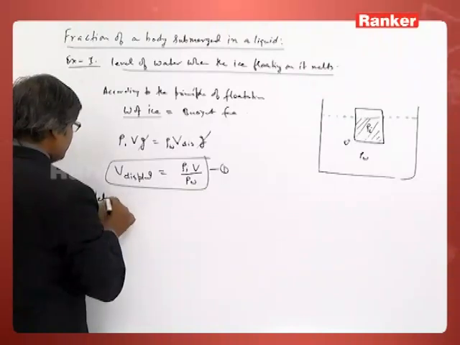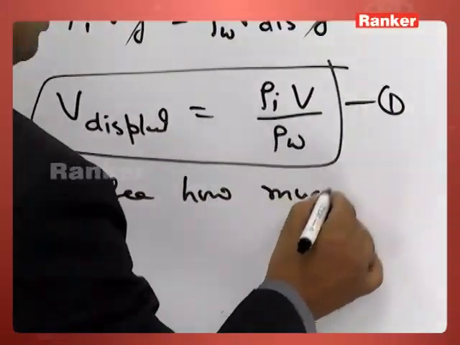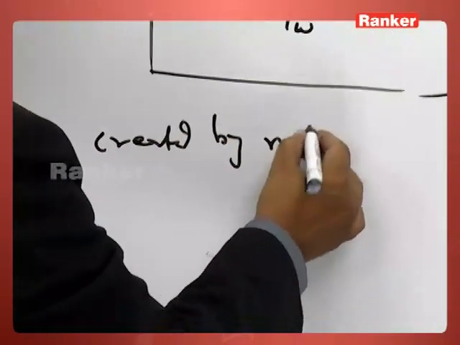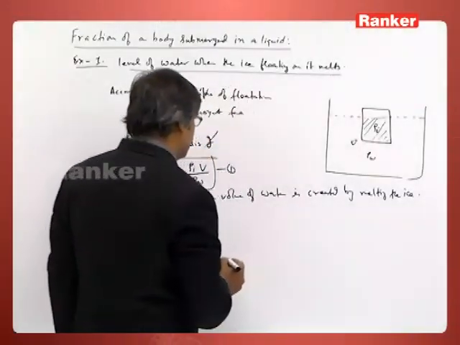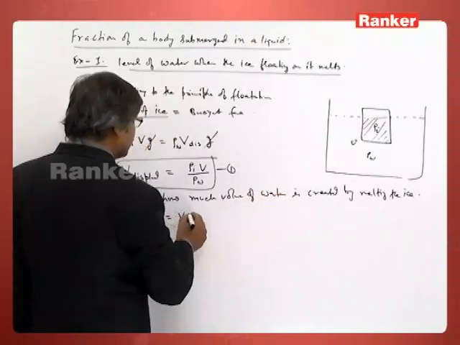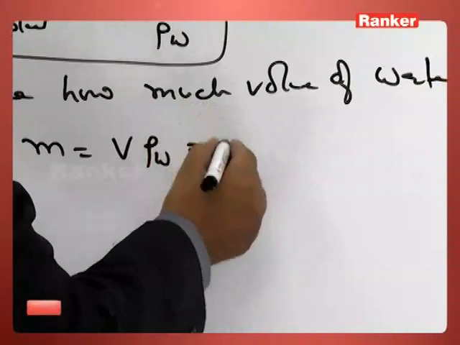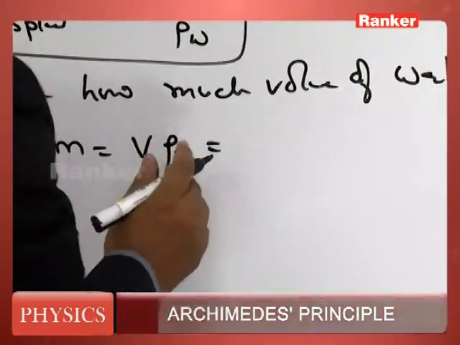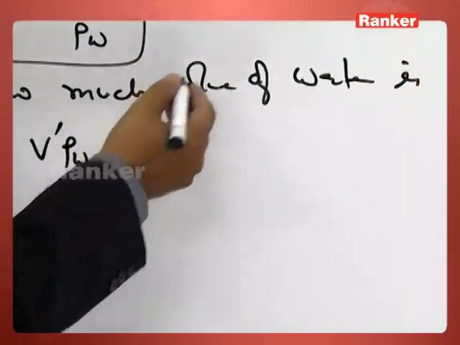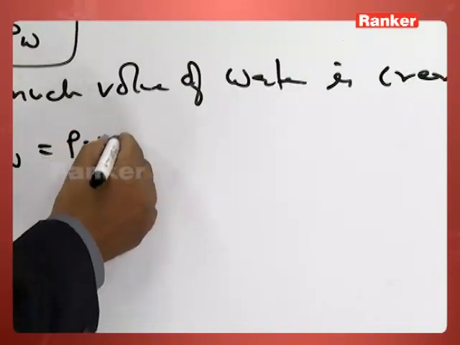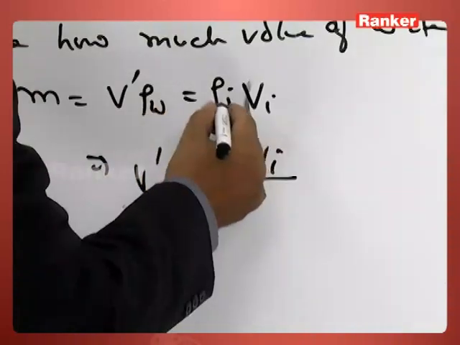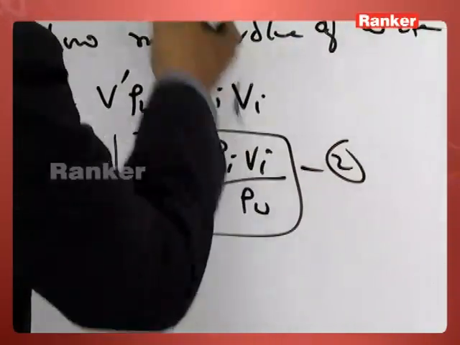So let us see how much volume of water is created by melting the ice. So you see the mass remains constant. Suppose V dash volume of water is created. So V dash into rho W must be equal to the mass of the ice, that is rho I Vi. That is, the volume created V dash is equal to rho I by rho W into Vi. Now you see these two quantities are the same.